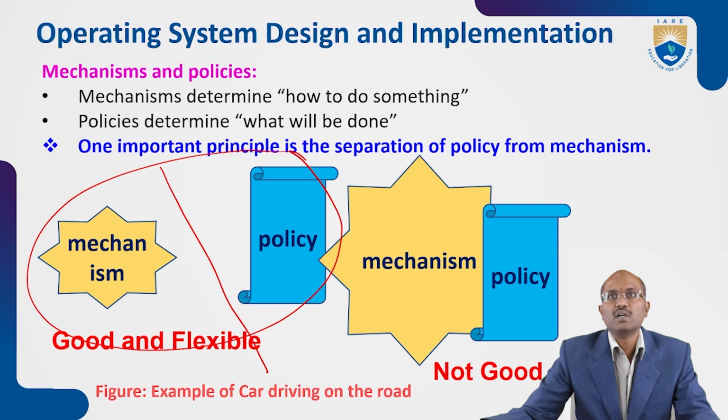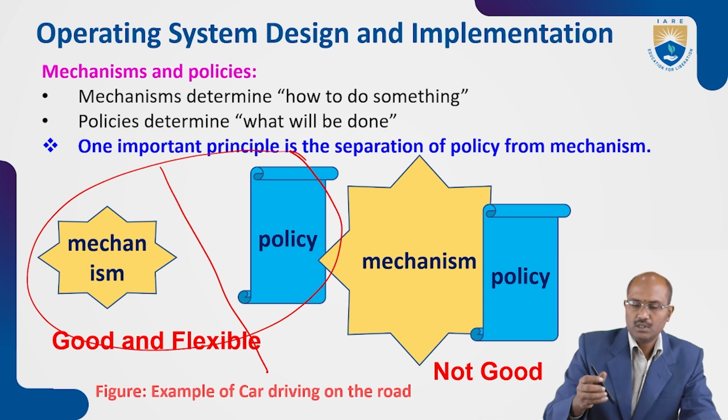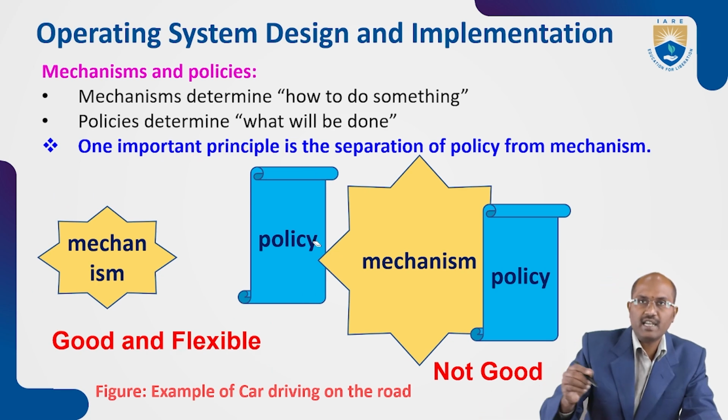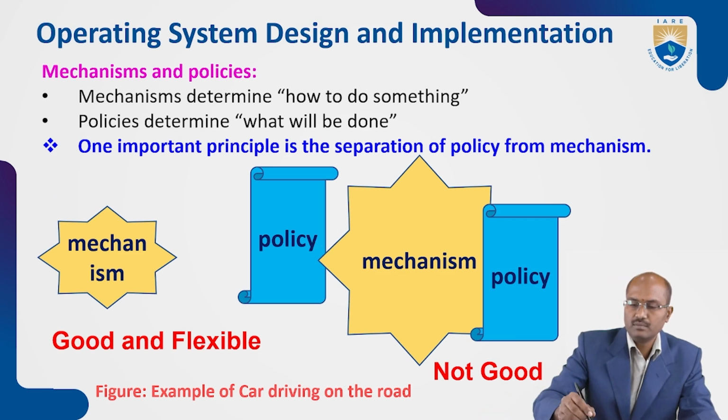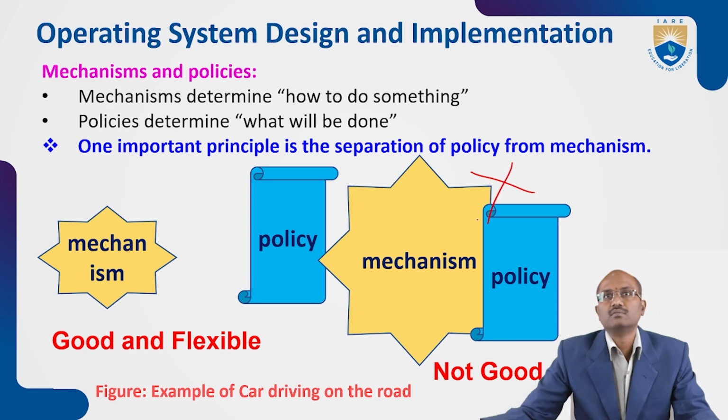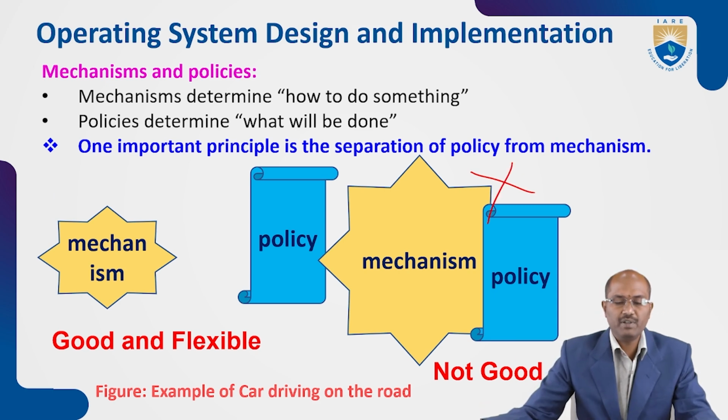This is the example of a car driving on the road. The combination of mechanism and policy is not at all good. Differentiating so that mechanism is separate and policies are separate, that is a good and flexible way of connecting things. So, when driving a car on the road, the driver doesn't know how the machine and the engine work inside. The driver knows only the driving.